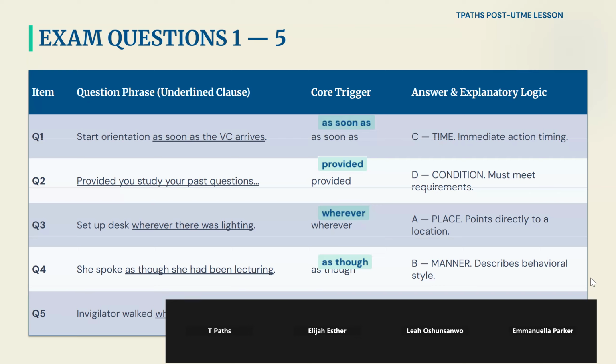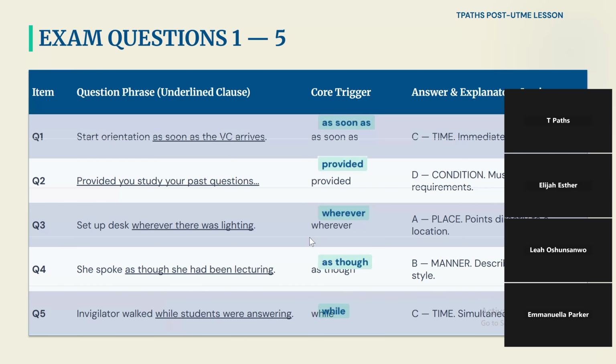She spoke as though she had been lecturing. As I told you, manner always emphasizes the behavior, the mood of the speaker or the subject. In every sentence, you will have a subject and a verb. The subject is the doer of the action. So this one explains the word manner, as though, it describes the behavioral style.